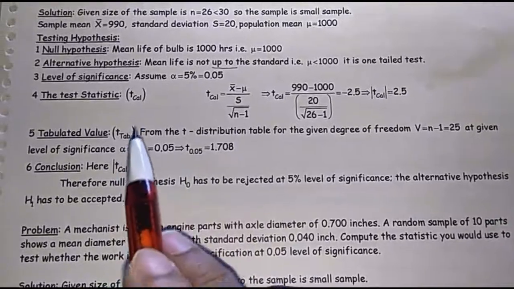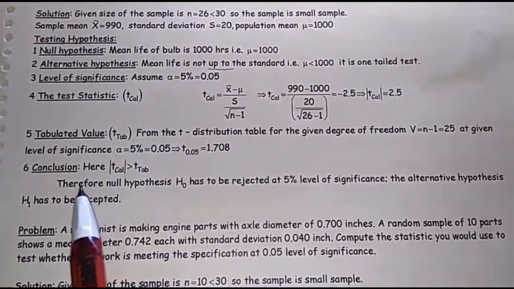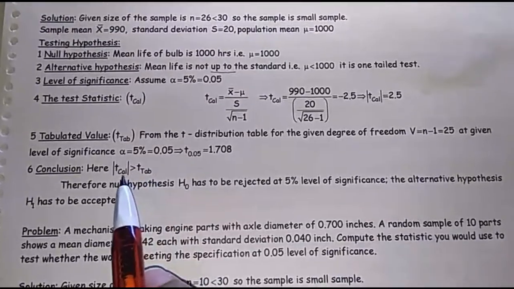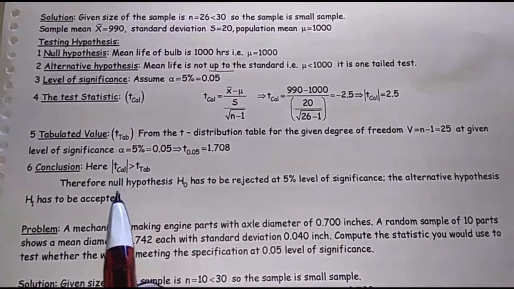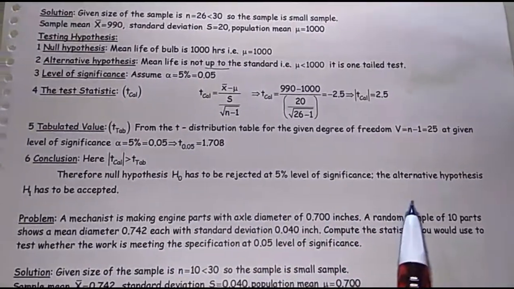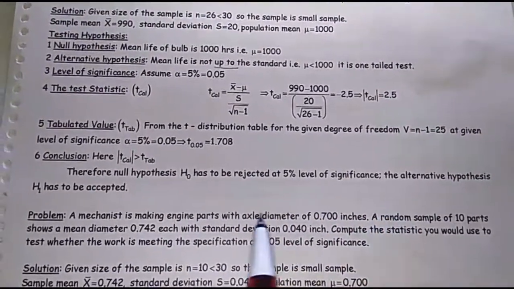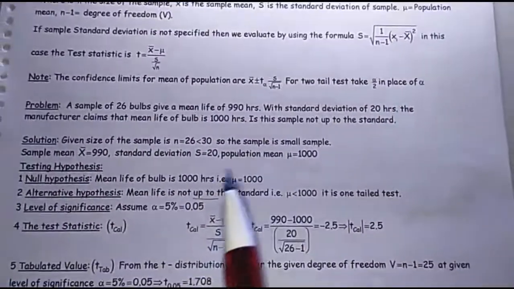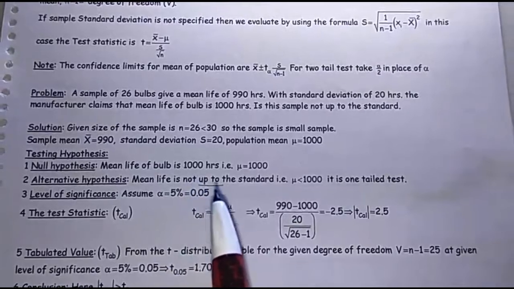Now, if you observe t cal and t tab, coming to the conclusion, clearly mod t cal is greater than t tab. If this situation arises, we say that the null hypothesis has to be rejected at 5% level of significance. That means the alternative hypothesis has to be accepted. That is, the mean life of bulb is not up to the standard.